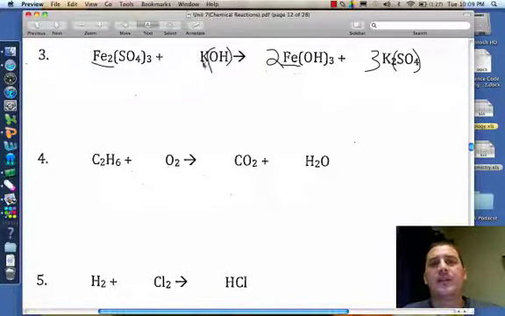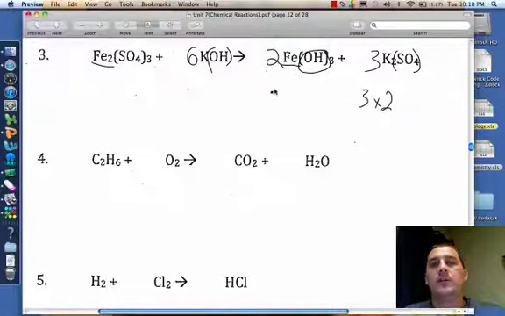So let's look at our potassium. We have 1 potassium coming in. We have 6 coming out because we have 3 times 2. So since we only have 1 here, let's go ahead and put a 6 here, which is going to give us 6 potassiums going in, and it's going to give us 6 potassiums coming out. And we have 3 OHs.